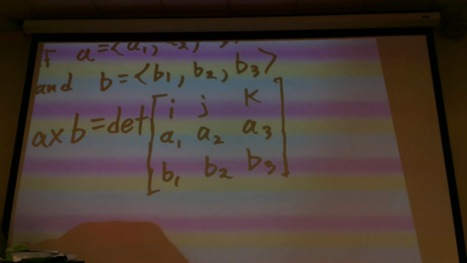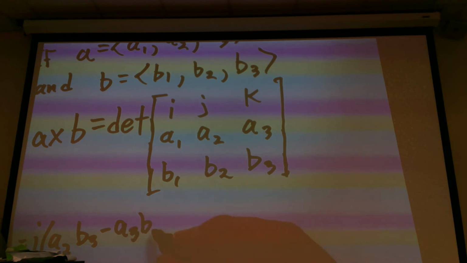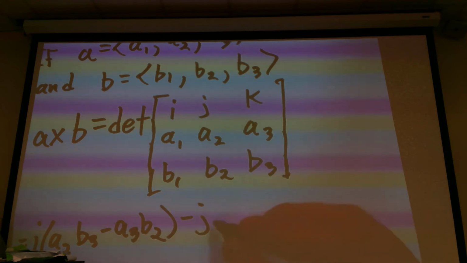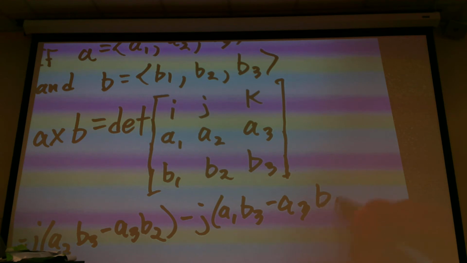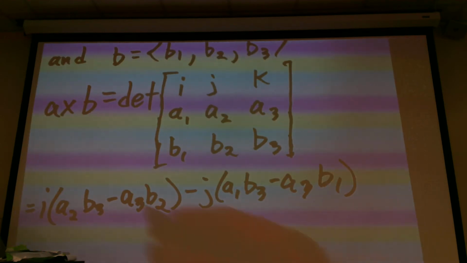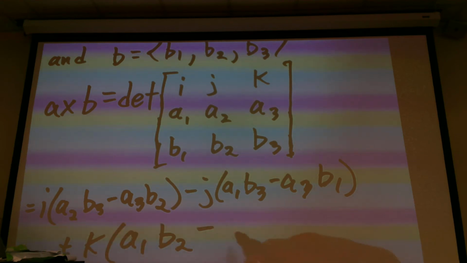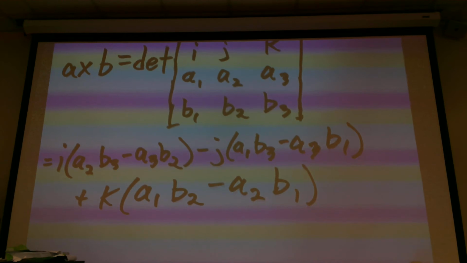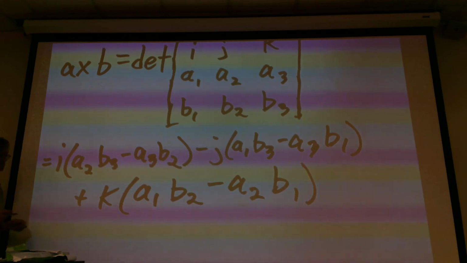this is going to equal I multiplied by A2, B3 minus A3, B2, and minus J times A1, B3 minus A3, B1, and then plus K times A1, B2 minus A2, B1. So this is the cross product.